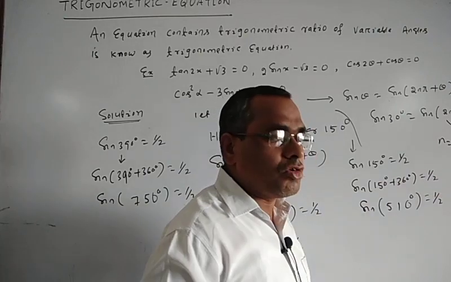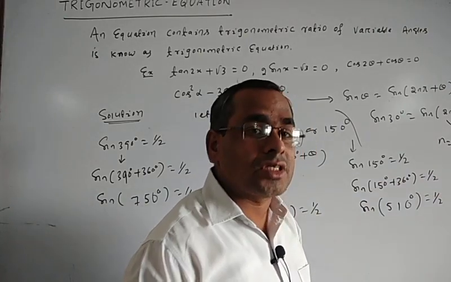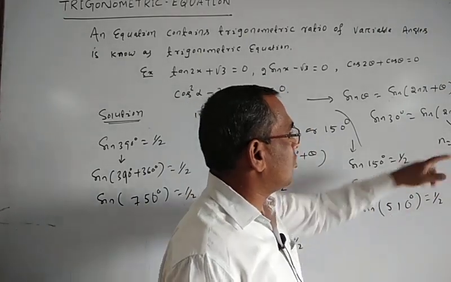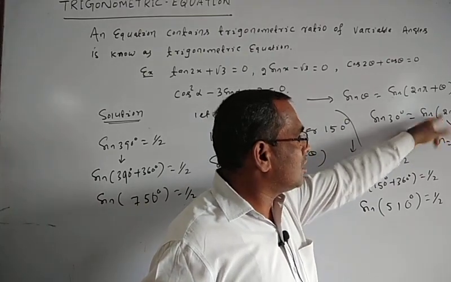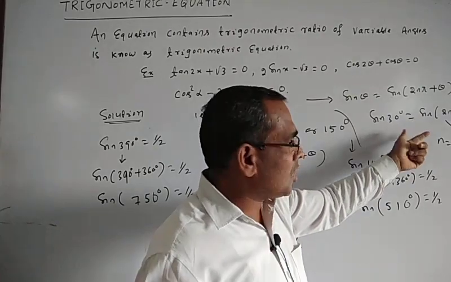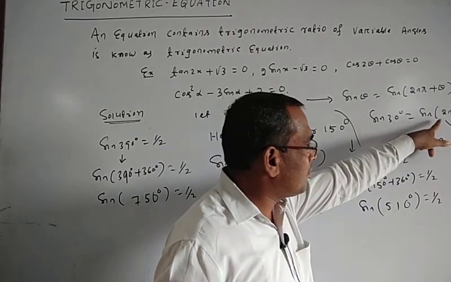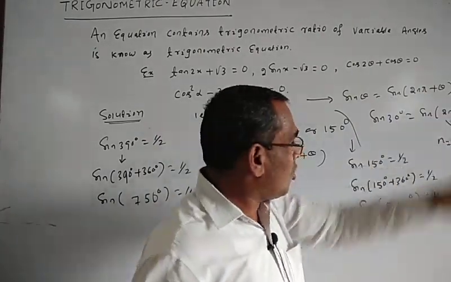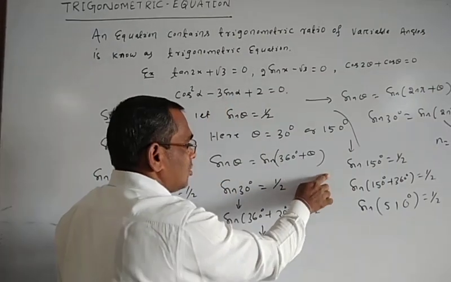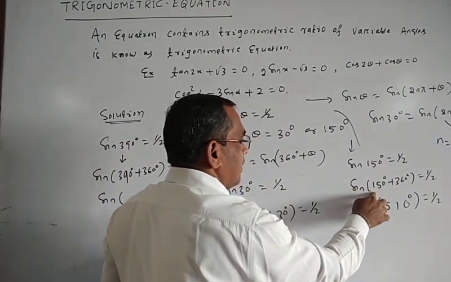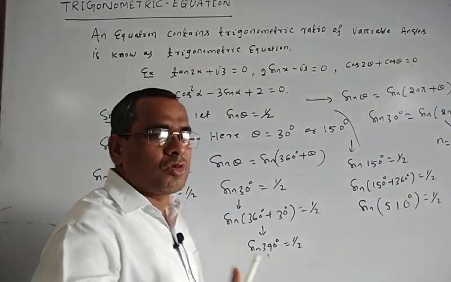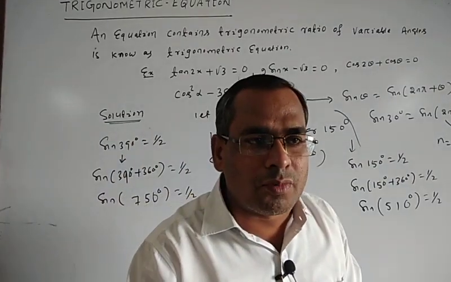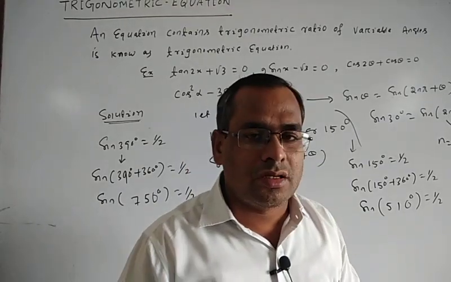If we put n is equal to 2, then it will be 4 pi plus 30 degree. This is also 1 by 2. If we put n is equal to 3, then it is 6 pi plus 30 degree. This is also 1 by 2. Or you add in this angle also, sin 150 degree, 2n pi plus 150 degree. So for n is equal to 0, 1, 2, 3, 4 or minus 1, minus 2, minus 3.